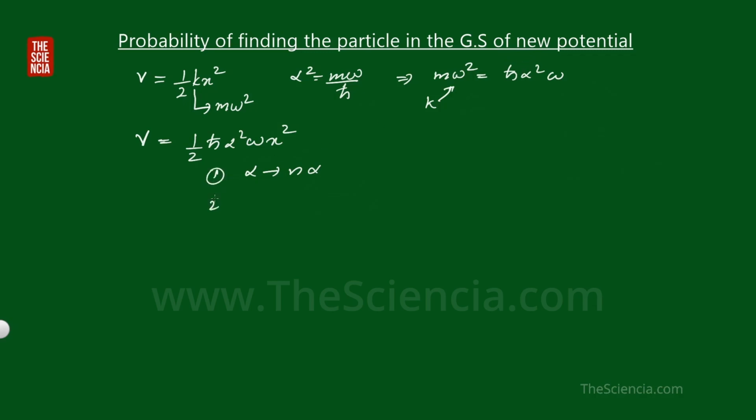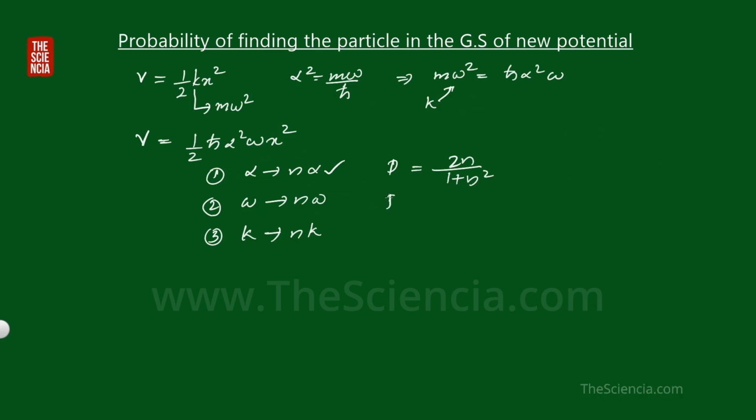And the second question is, if omega is changing to n omega, then what will be the probability of finding the particle in the ground state of the new potential? And one more thing, if k is changing to nk, then what will be the probability of finding the particle in the ground state of the new potential? Here we found this value: the probability is equal to 2n by 1 plus n square.